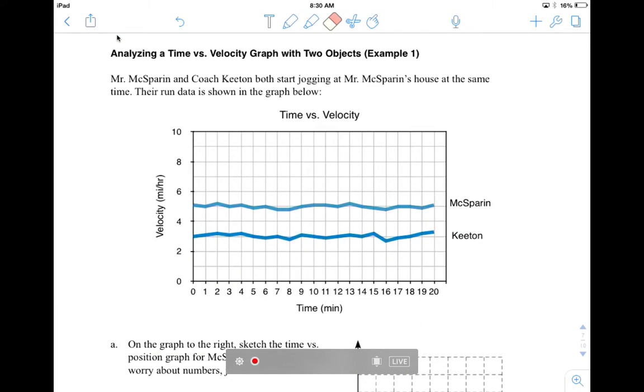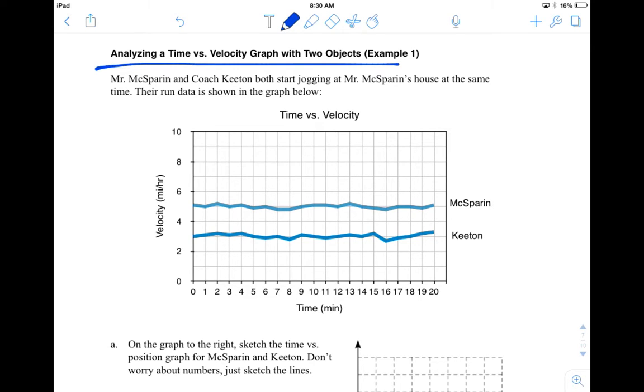Okay, guys. So this video is going to be analyzing a time versus velocity graph with two objects. It's the same kind of thing that we did before, but now it's got two objects instead of one. This says Mr. McSparron and Coach Keaton both start jogging at Mr. McSparron's house. So that's important: they start at the same place and at the same time. Their run data is shown in the graph below.